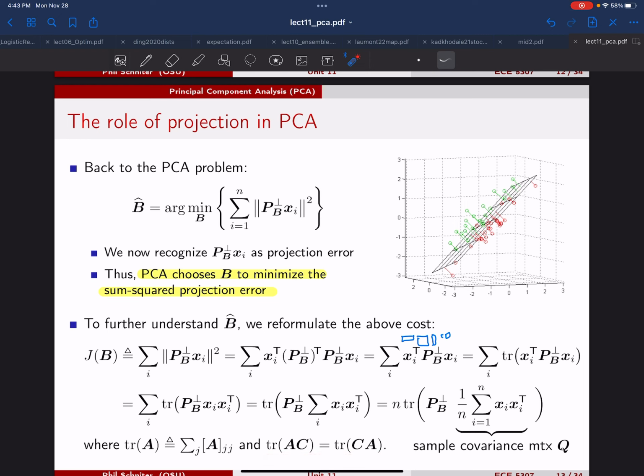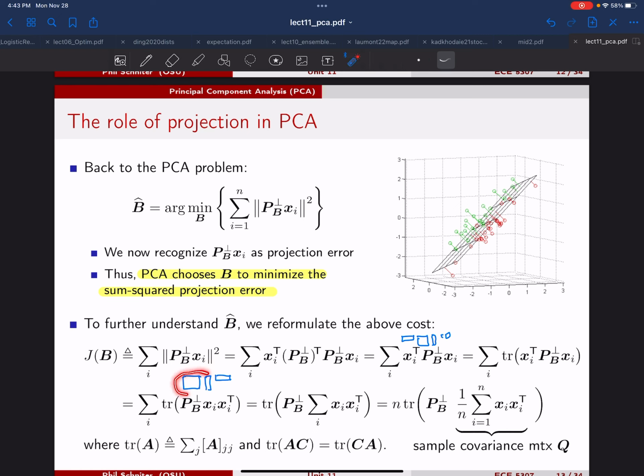So as we know in linear algebra, AC is not equal to CA in general, but when it's inside a trace, the trace becomes equal. So the reason we're doing this is now when we have the trace of this, we can actually move this xi transpose to the back. So we have this, and now you can see we have a matrix times a column vector times a row vector. So this whole thing is a matrix, right?